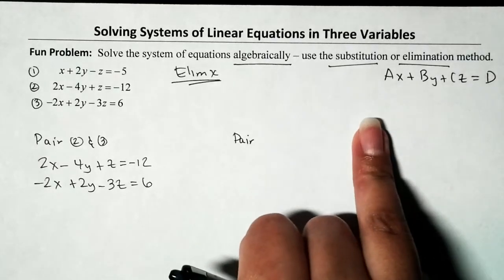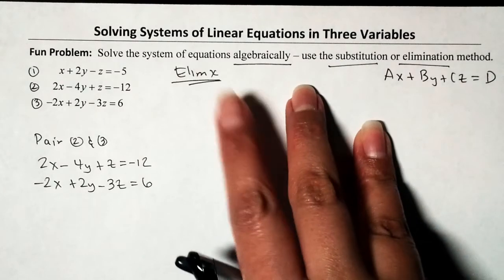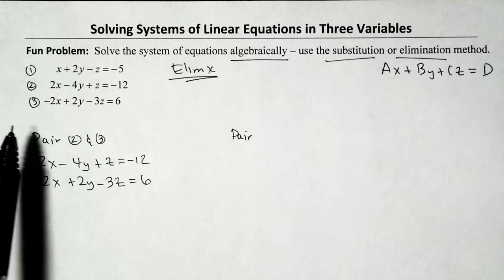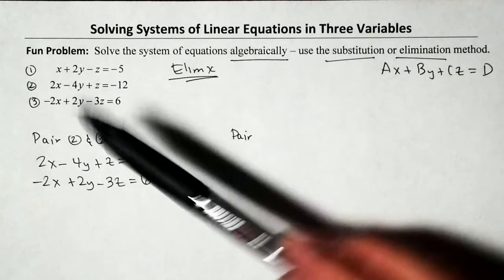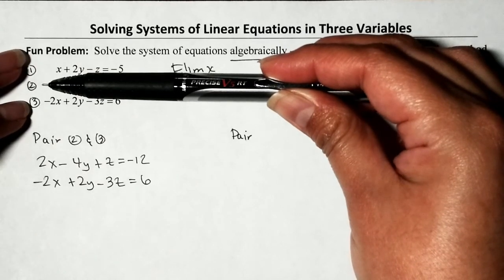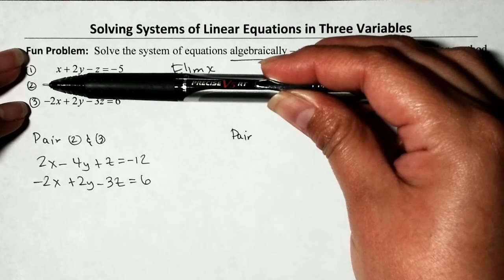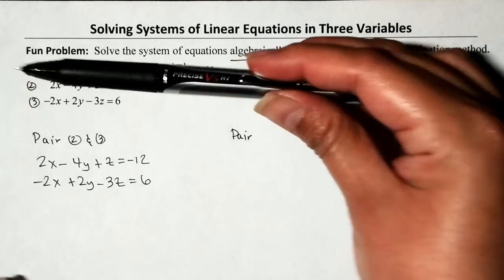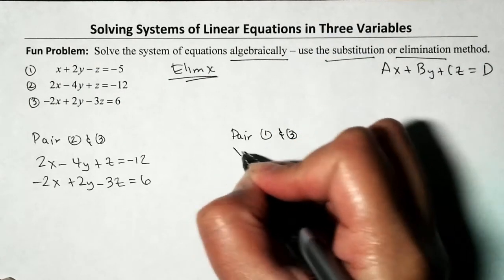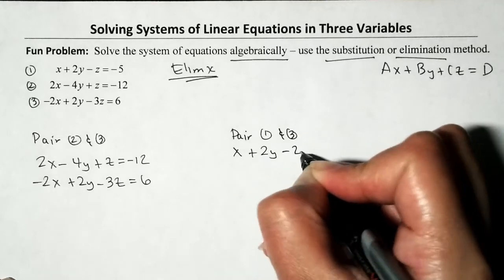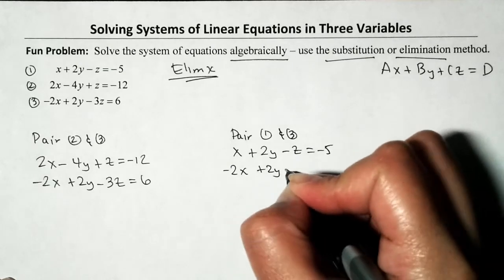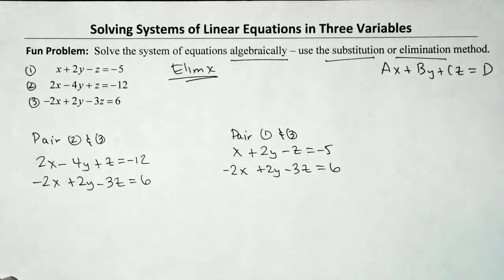Okay, cool. Pair means two, so we have one, and we're gonna have to recycle one of those two other equations. So we're gonna for sure use equation 1, and I'm gonna pair it with equation 3 because one of the coefficients is positive and the other one is negative, so that will avoid having to multiply by a negative. So we're gonna pair equations 1 and 3. Equation 1 reads x plus 2y minus z equals negative 5, and equation 3 reads negative 2x plus 2y minus 3z equals 6. Fantastic.